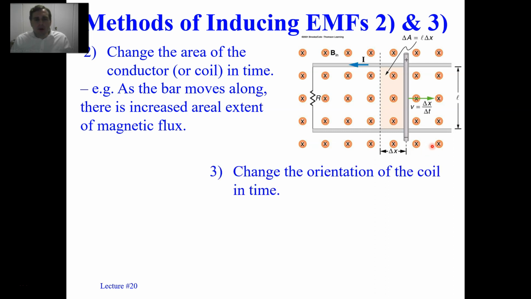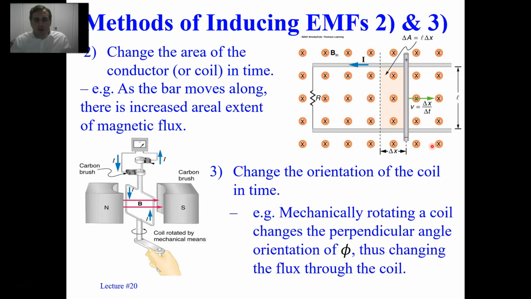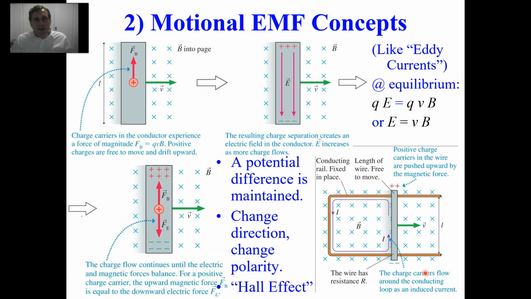And how about number 3? What if you change the orientation of the coil in time? So here's a good example. Suppose you have a crank flashlight. You turn a coil by mechanical means with your hand. The coil is moving through this strong magnet. There's carbon brushes here, and you're going to get current that is registered. So if you mechanically rotate a coil, you change the perpendicular angle, the orientation of phi, thus changing the flux through the coil. Okay? So these are all ways to generate an EMF and thus a voltage.